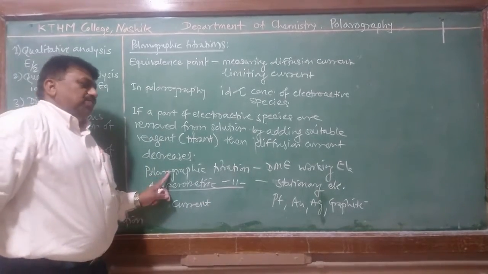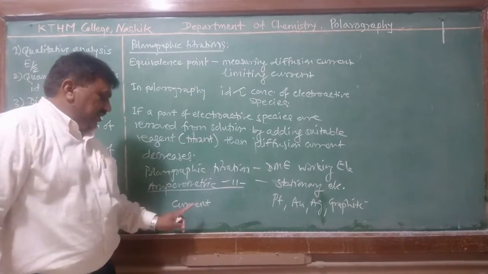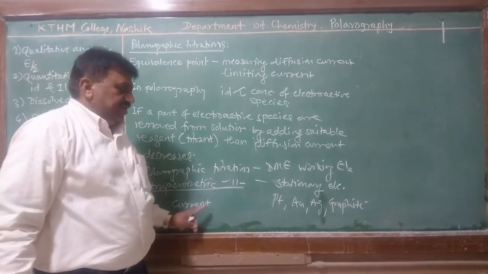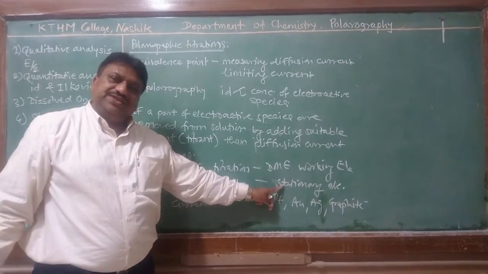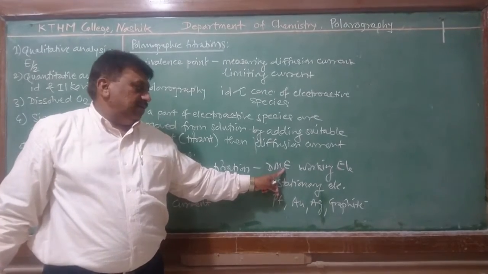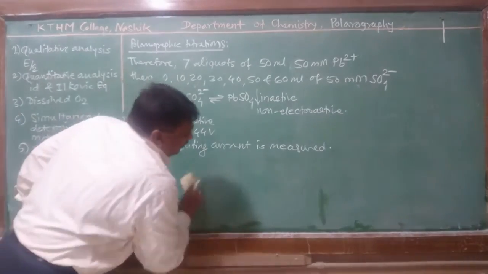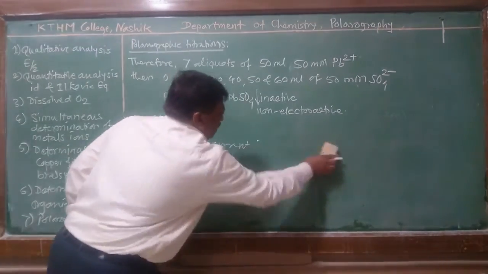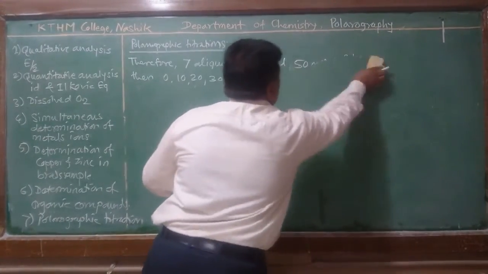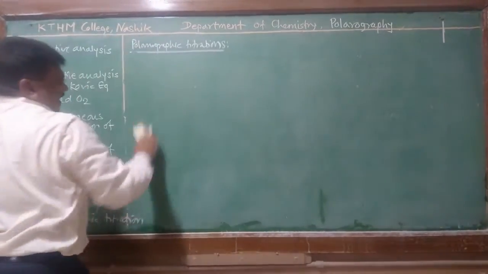Therefore, in polarographic titration, limiting current is measured. In amperometric titration, a reduction current or redox current, that is cathodic current, is measured, and therefore it is performed using a stationary electrode. Polarographic titration is performed using a dropping mercury electrode as the working electrode. When the diffusion current or limiting current of this solution is measured and we obtain a polarogram, it has an appearance like this.